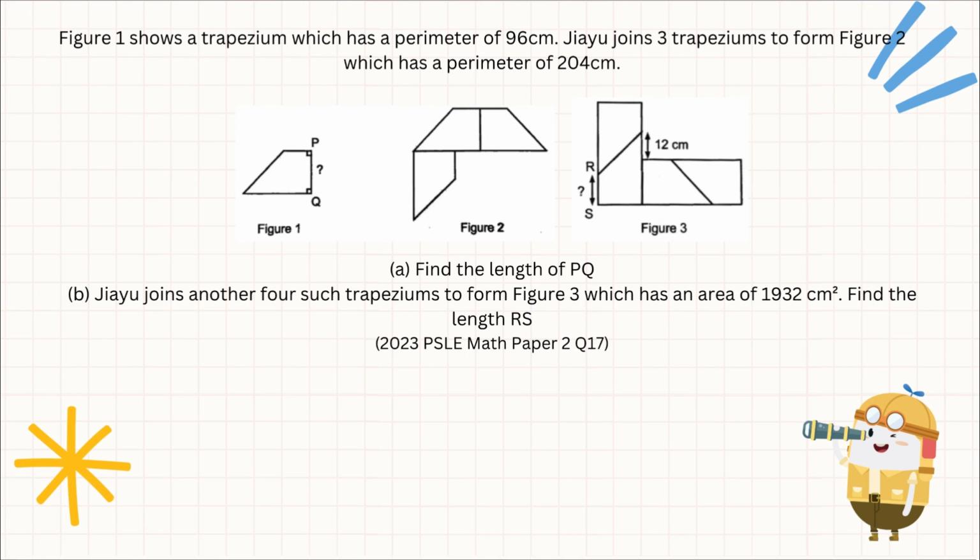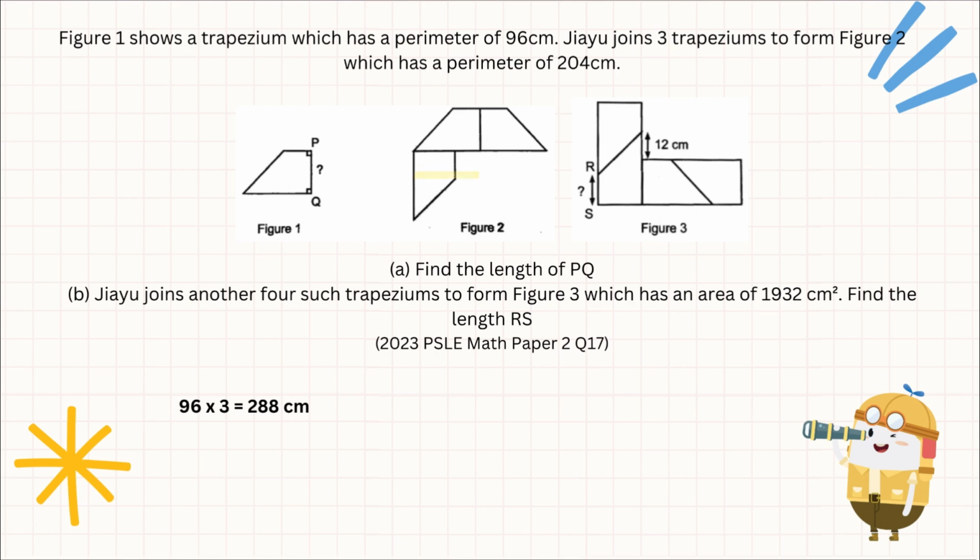Figure 1 shows a trapezium which has a perimeter of 96 cm. Jia joins 3 of these trapeziums together to form figure 2, which gives us a perimeter of 204. But if we take 96 cm and multiply by 3, we should have gotten 288 cm. But why is it only 204? It's because of overlapping perimeters.